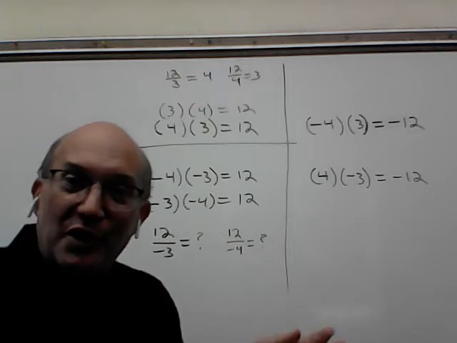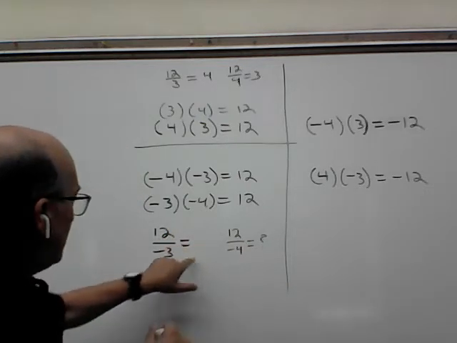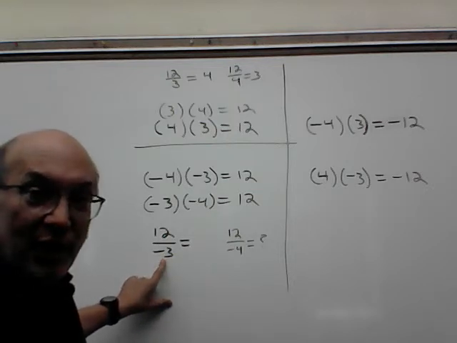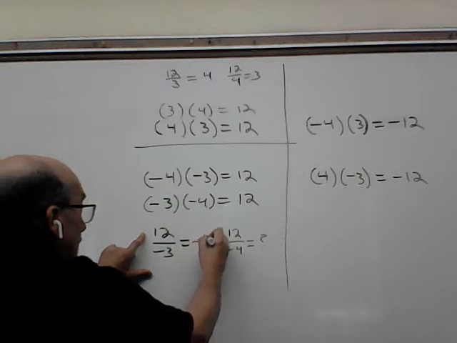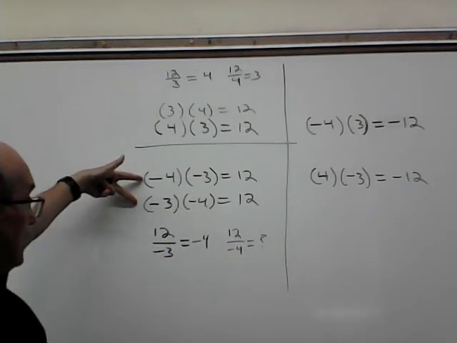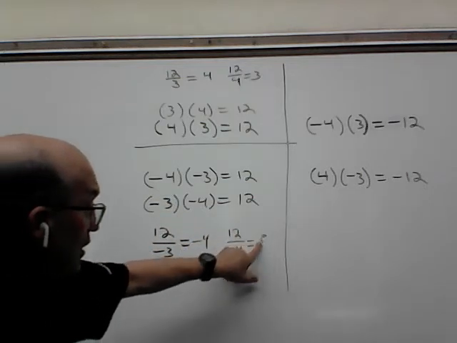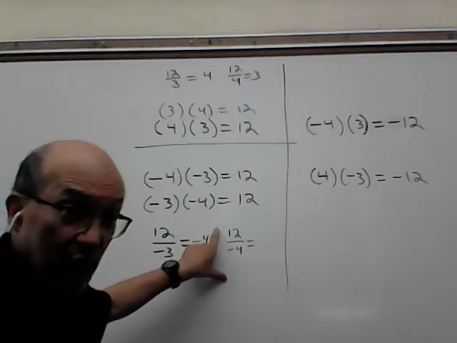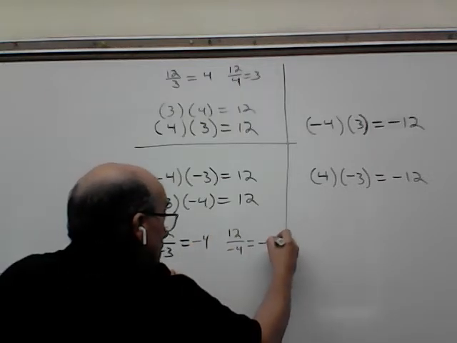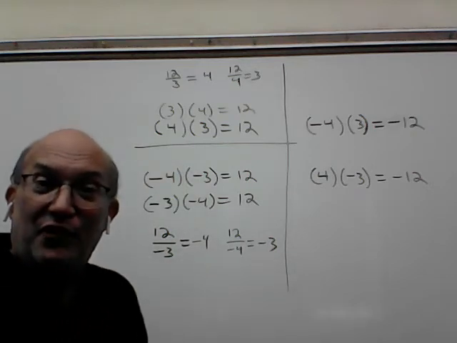Well, just as you did in 3rd grade, refer back to the multiplications. This is asking us, what do you multiply -3 by to get 12? And of course, the answer is -4. You see that in both of these multiplication facts. This is asking us, what do you multiply -4 by to get 12? And the answer, of course, is -3, as the 2 multiplication facts show.